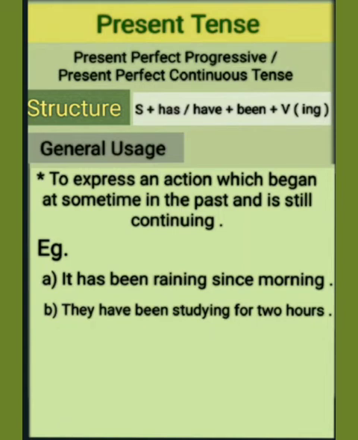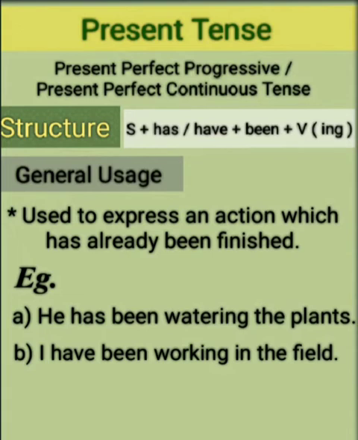Now, this form is also used to express an action which has already been finished. For example, he has been watering the plants. Sentence number 2, I have been working in the field. Now, the next tense that we are going to start is future tense.